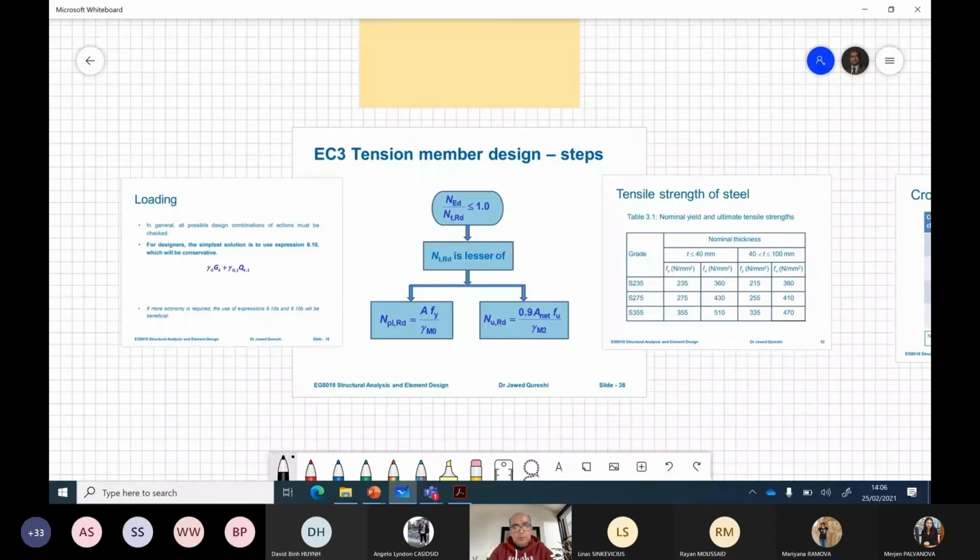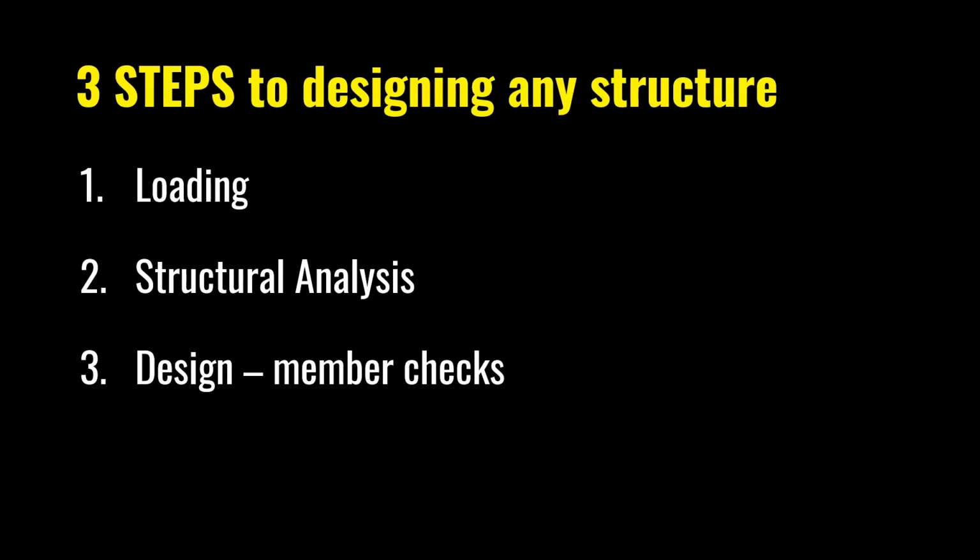We started with the design of tension members, but before we design tension members, loading needs to be carried out. Remember that there are always 3 steps to designing any structure. First, you need to work out loading. Secondly, you need to carry out structural analysis, which means determining shear force, bending moment, axial forces, tension, and compression. And finally, we design the structure.